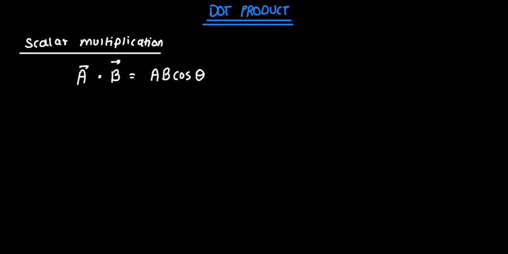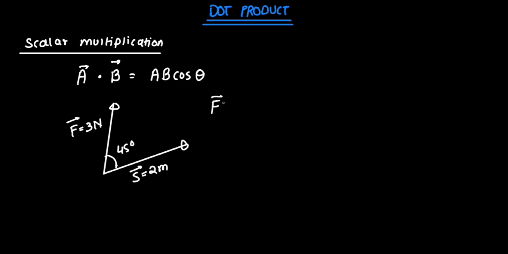Okay, so let us say that you have a vector. Let us say the force vector is 3 Newton along this direction, and let us say the displacement vector is, I should use the arrows, the displacement vector is 2 meters along this direction, and the angle between the two vectors is, let us say, 45 degrees. So the F vector dot S vector will be written as 3 Newton times 2 meters times the angle between the two vectors, which is cosine of 45 degree.